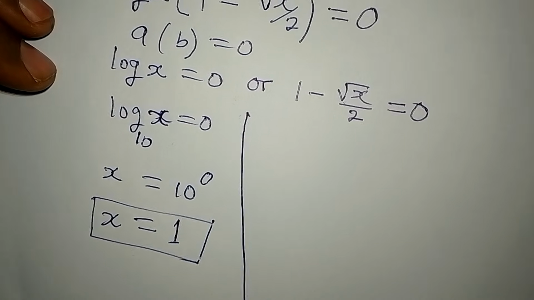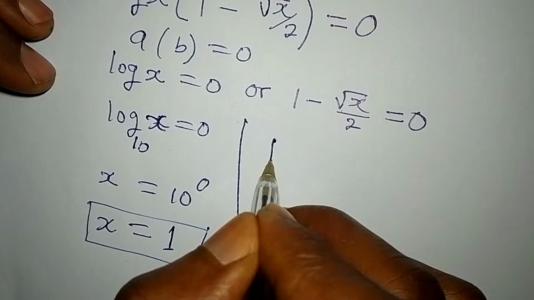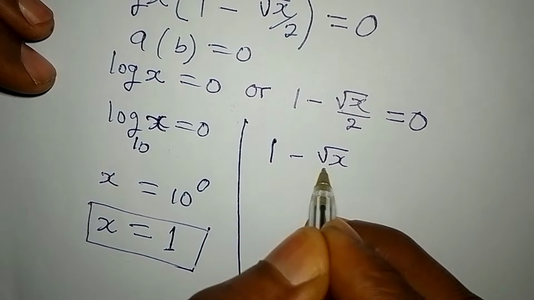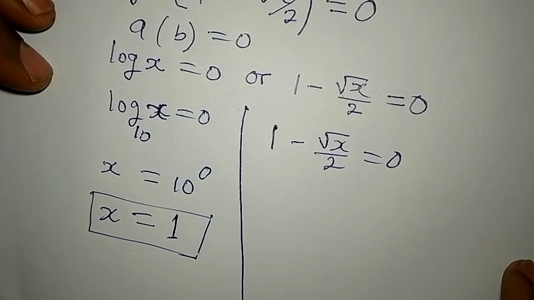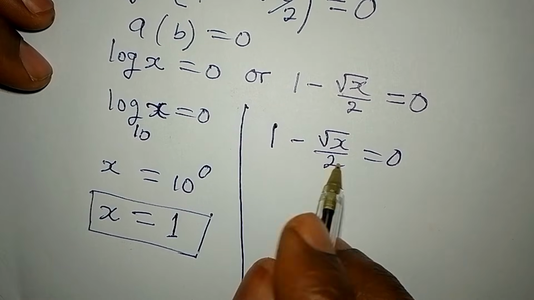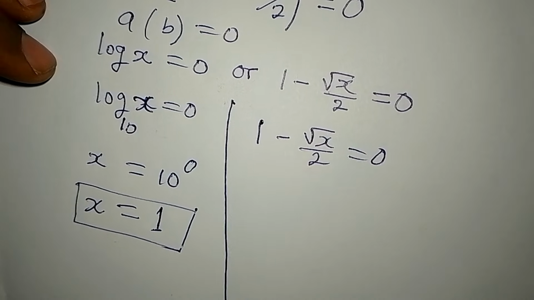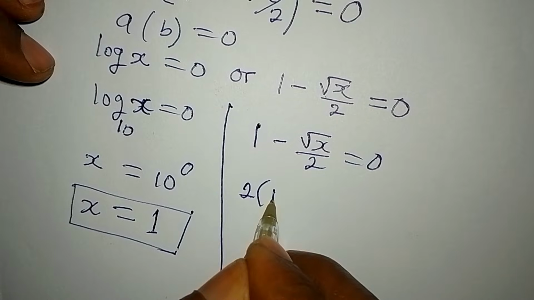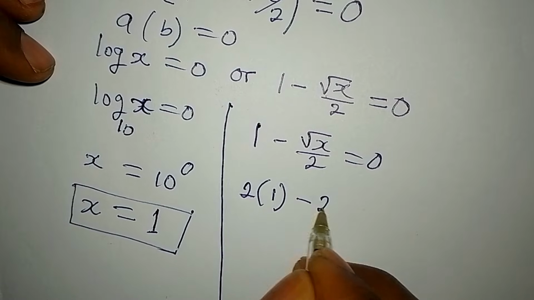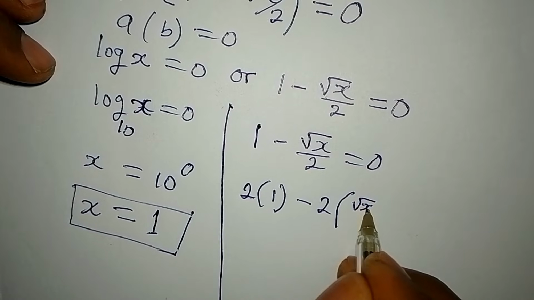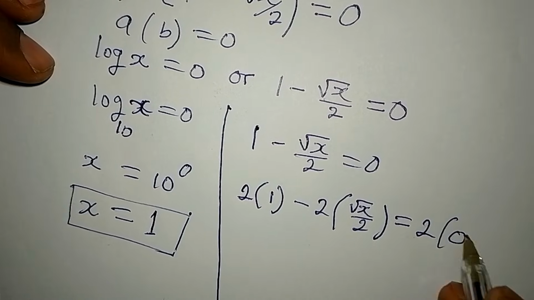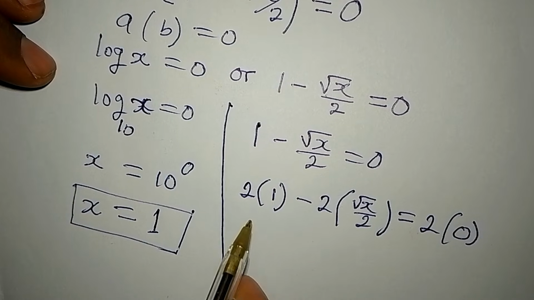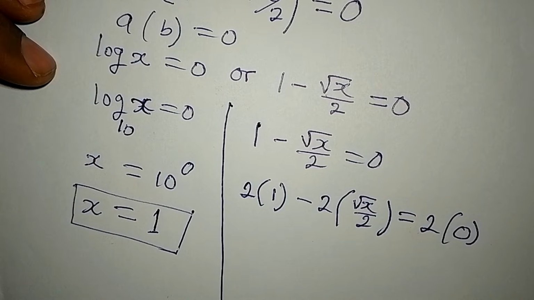So stay put. Now we have 1 minus square root of x over 2 equals 0. Now the LCM is 2, right? So multiply 2 by everything. We're going to have 2 multiplied by 1 minus 2 multiplied by root x over 2 equal to 2 multiplied by 0. So it is the LCM that is multiplying everything.